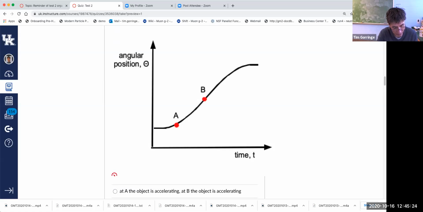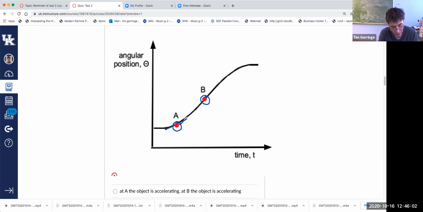Okay, question number 5. Question number 5 asks us about this angular position versus time graph. And it's asking us to decide whether at this location A and the other location B, the rotating object is accelerating here? Yes, it is accelerating at A. It's accelerating at A because acceleration on an angular position versus time graph is a change in slope. And it is changing slope here.